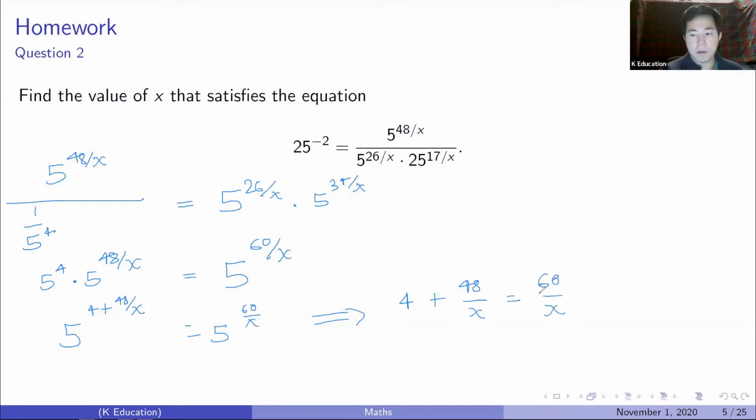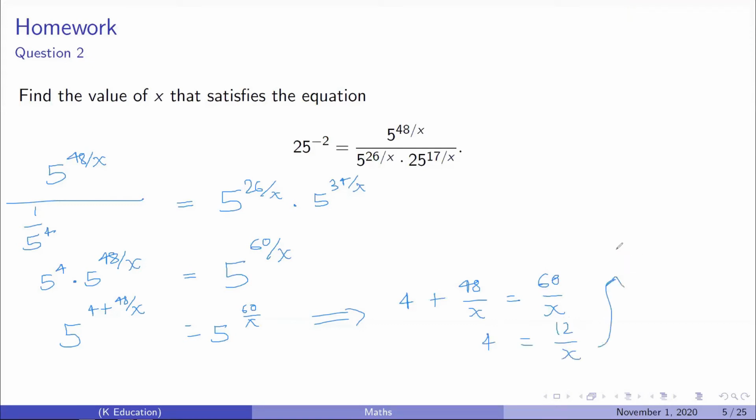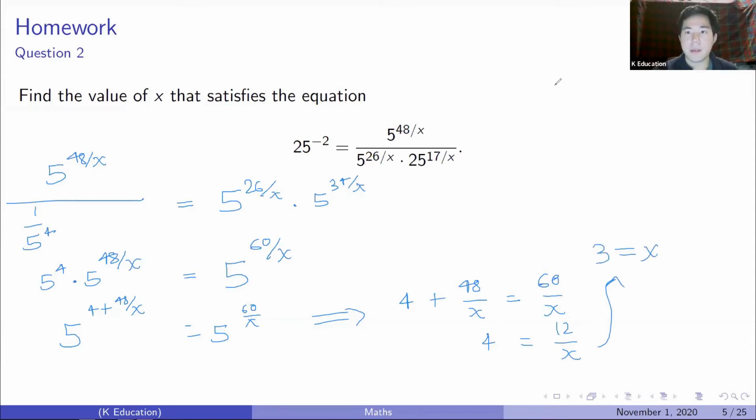Okay, so where did you get the 12? So you moved it to the other side, so it's 12 over x. So that gives you x equals 3. Yeah, absolutely right. So that's one way to do it.